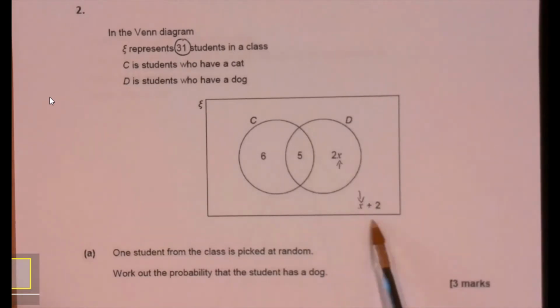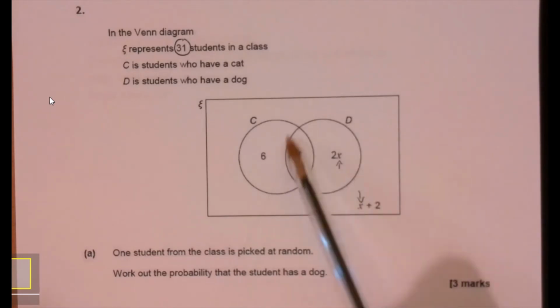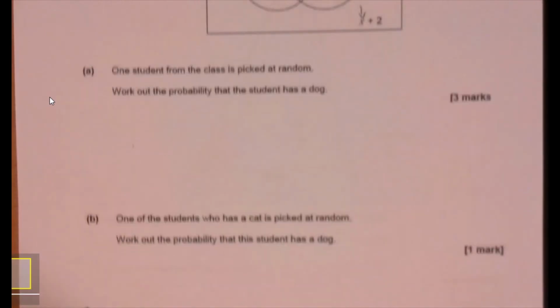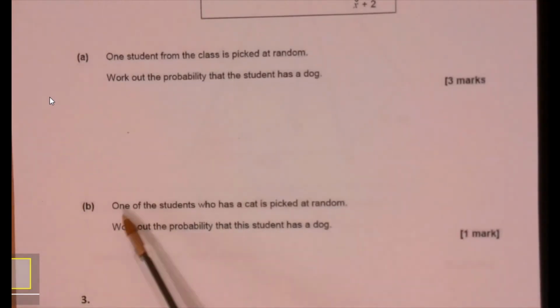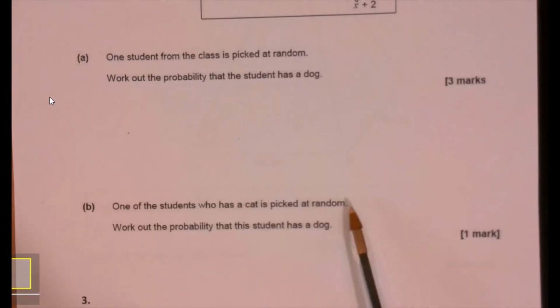And then when you've got X, it should be reasonably easy to work out the probability that the student has a dog. That's the students who have a dog, out of everybody. Be careful on part B. On part B, it says one of the students who has a cat is picked at random. So that means we know that the person has a cat.